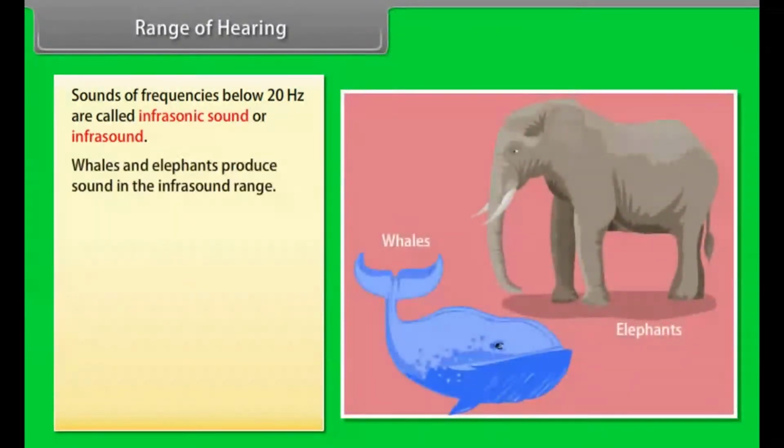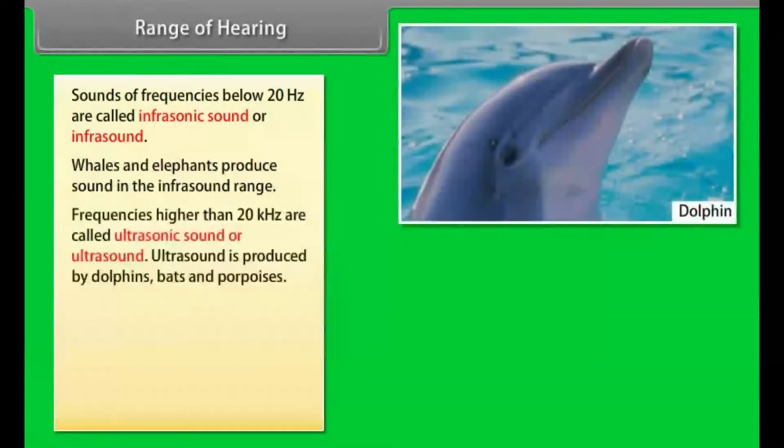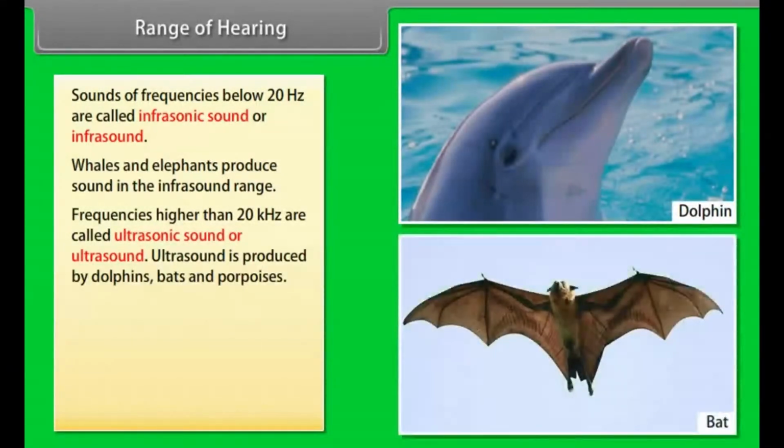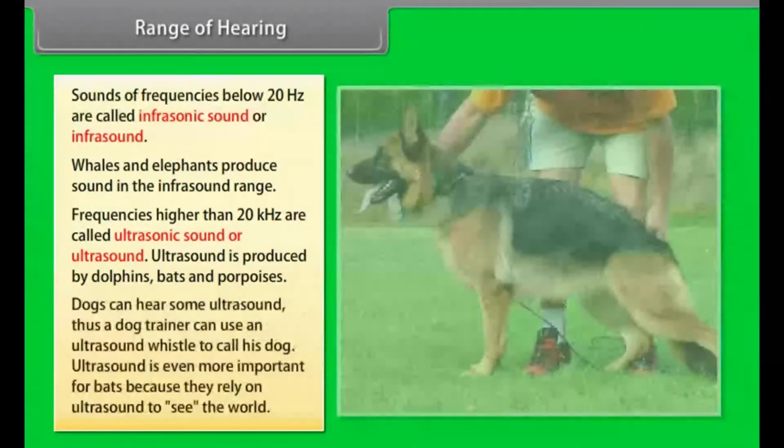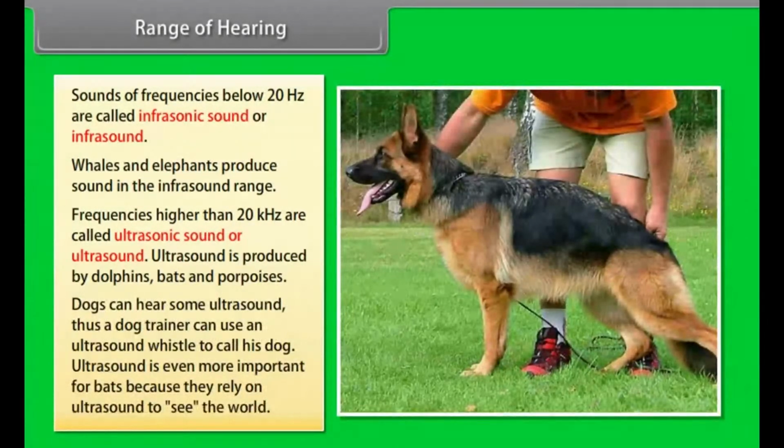Sounds of frequencies below 20 Hz are called infrasonic sound or infrasound. Some animals like whales and elephants produce sounds in the infrasound range. Frequencies higher than 20 kHz are called ultrasonic sound or ultrasound. Dogs can hear some ultrasound, thus a dog trainer can use an ultrasound whistle to call his dog. Ultrasound is even more important for bats because they rely on ultrasound to see the world.